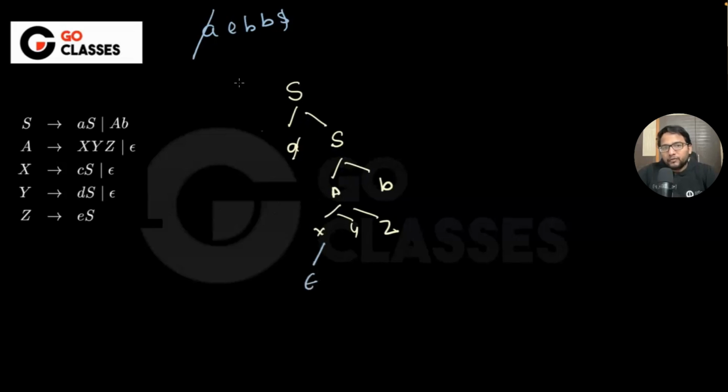From this Y, if you want to produce E, where will we go? You will again go to epsilon. From this Z, if you want to produce E, where will you go? You will go to E and S, right? You will go to E and S. Now this E and E are matching, so that's good.